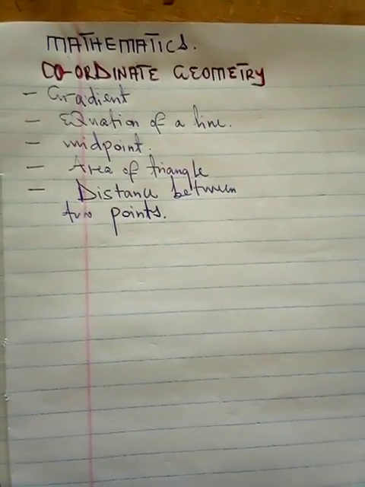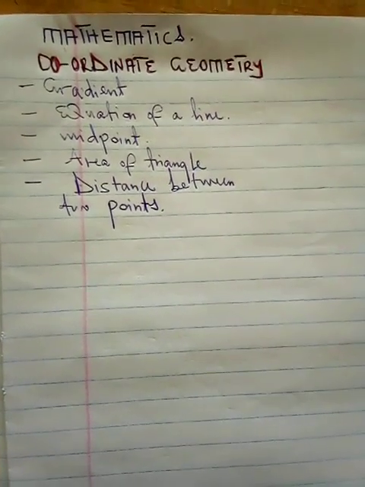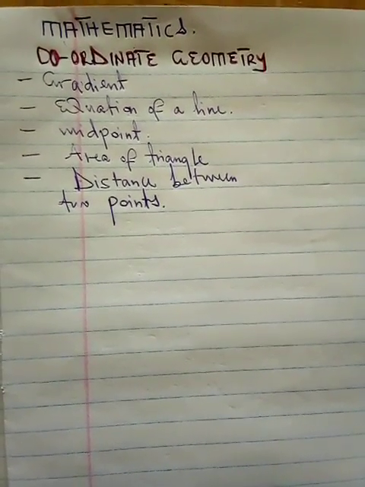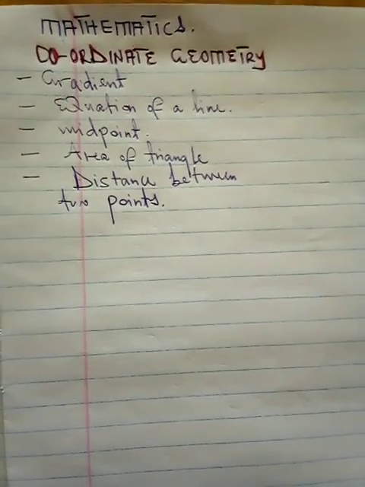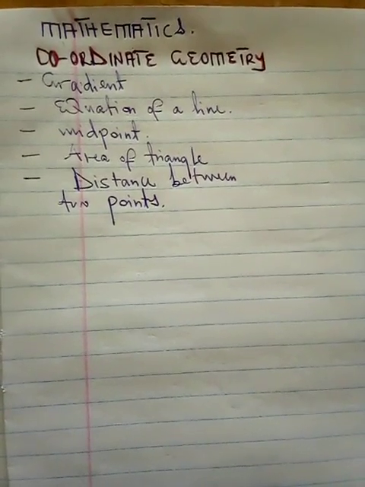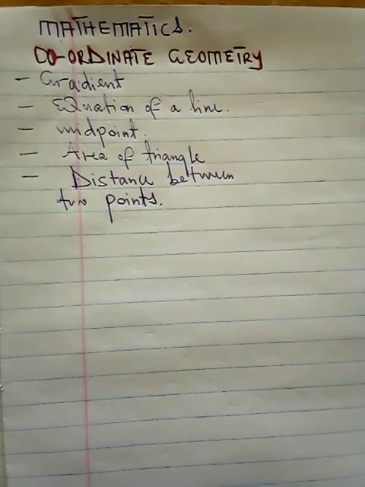Okay, so the kind of coordinate geometry that we're going to be talking about here is coordinate geometry in 2 dimensions, meaning that we are only going to be referring to the x and y axes only. The x plane and the y plane, that's where our focus is really going to be.